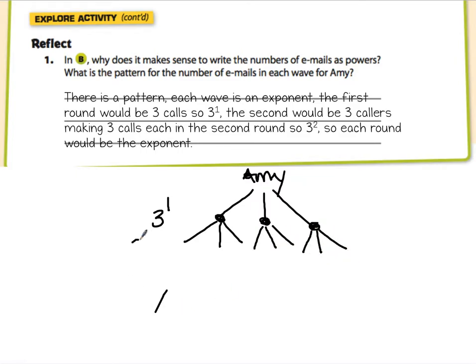Okay, that would be 3 to the second. Now here, each of these sent it to 3 people. So if we take a look at this, this should be 3 to the third. So there should be 27 people getting this email. So let's count how many people.